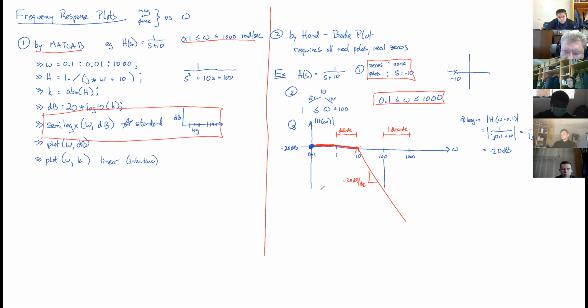So at 100, this is 1 decade up. It's 20 dB down. If it started at -20 dB, now it's going to be at -40 dB. And at 1,000, if it was at -40, now it's going to be at -60 dB.